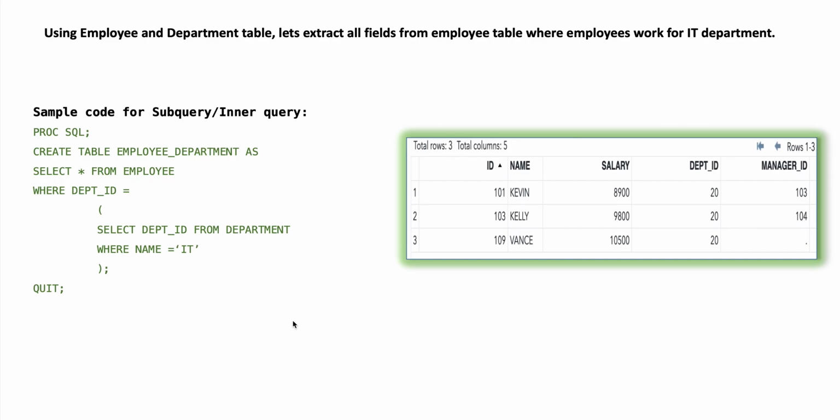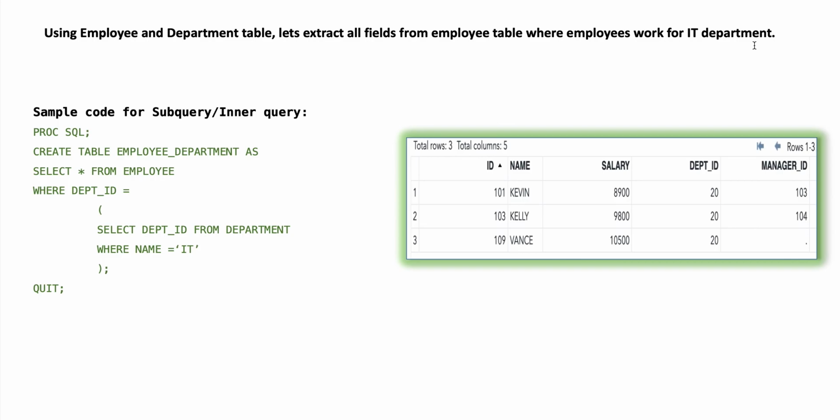In the case of the third set of code, where we use a subquery, here is a question. Using the employee and department tables, let's extract all fields from the employee table where employees work for the IT department. That means we are going to extract all records from the employee table where employees work for the IT department.